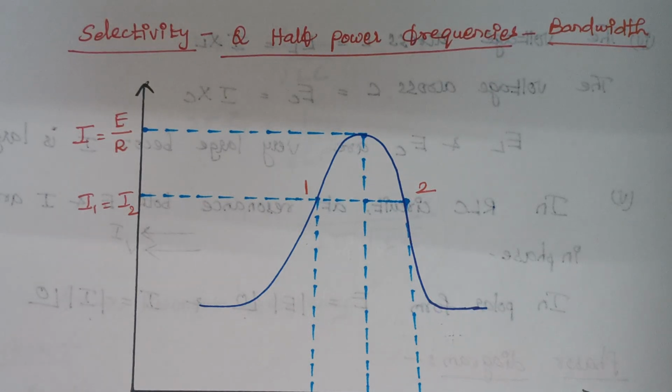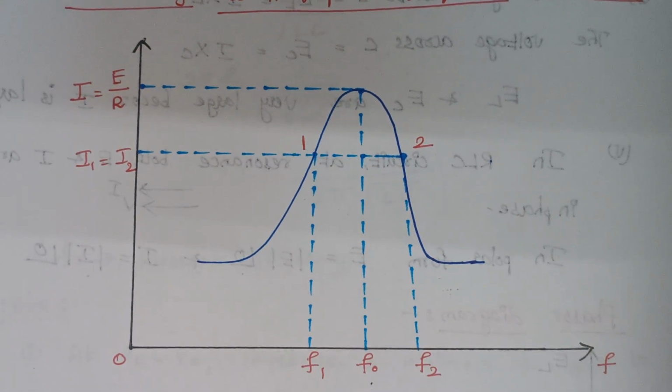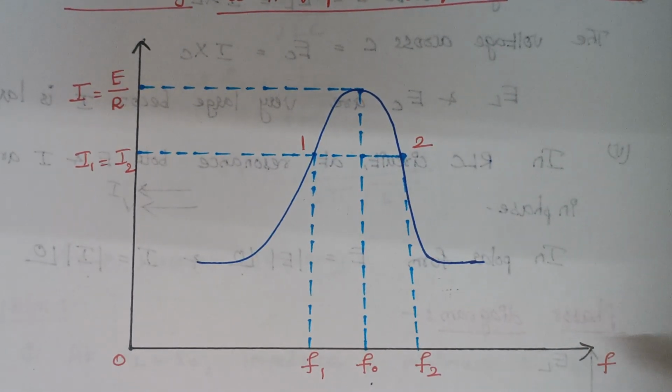Hello viewers, I'm Kausalya. Today we are going to discuss the topics selectivity and half power frequencies and finally bandwidth. So here, this is the typical circuit diagram that represents resonant frequencies and currents.